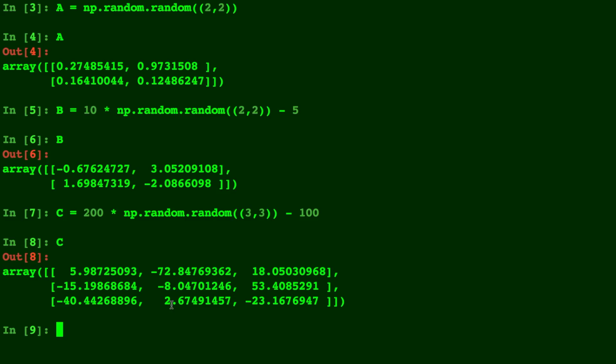So there you have it. That is how you create random arrays in Python.